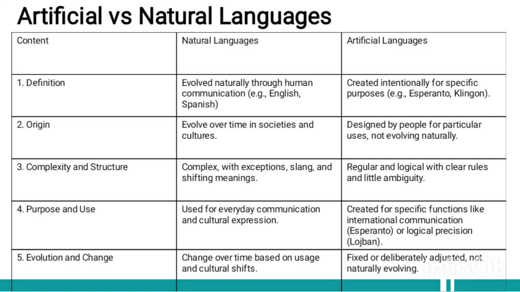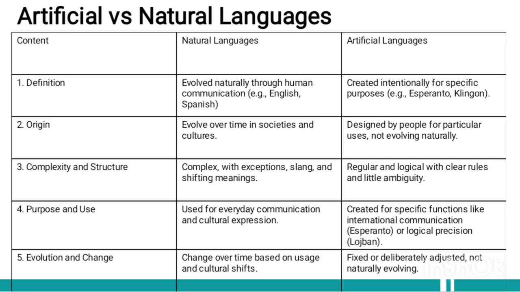Next one, origin. Natural languages evolved over time within societies and cultures. They developed spontaneously through human interactions and changed continuously as the speakers adapted to new circumstances, technologies, and cultural shifts. But artificial languages are deliberately created by individuals or groups. They do not evolve naturally but are designed with specific goals in mind, such as making communication easier, more logical, or more precise.